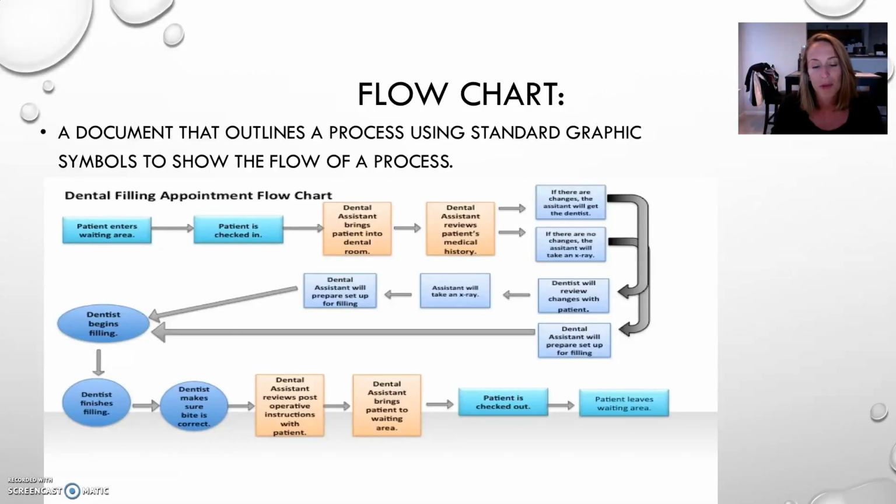But this was just a simple flowchart that I had to create for our entire office just to know what is our process. Here it is in layman's terms. This is easy for everyone to understand. Here's what we want to do.